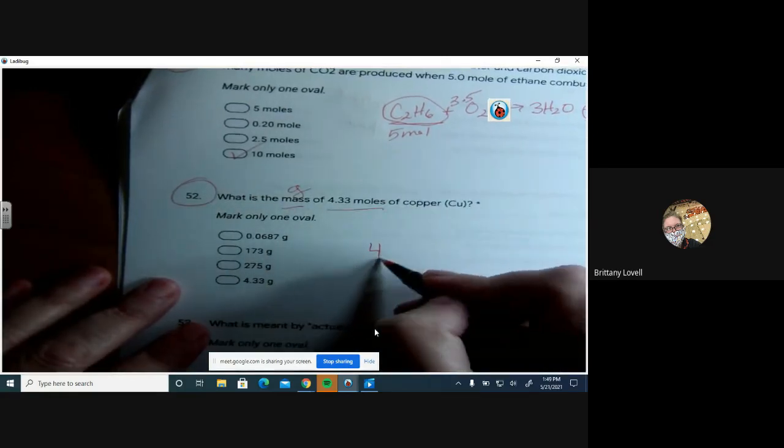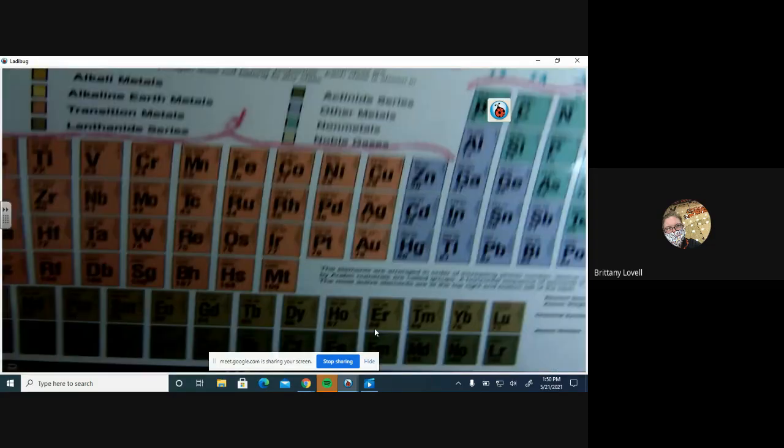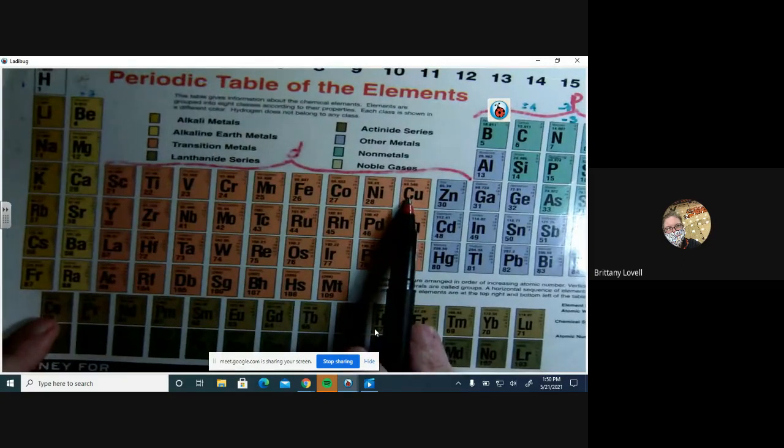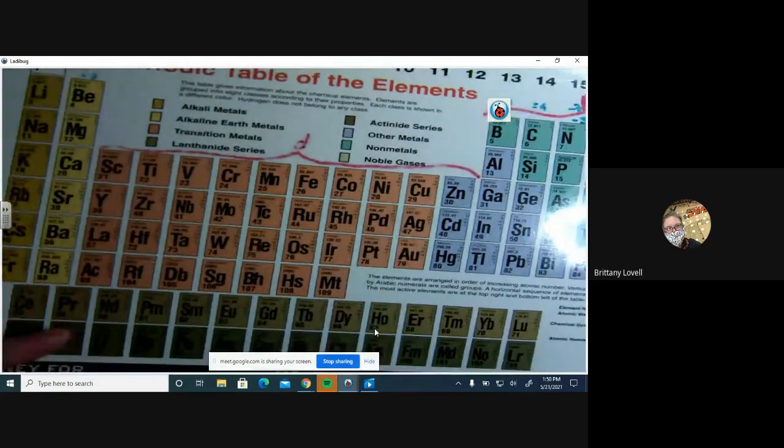52, what's the mass? We're going to be looking for mass in grams of 4.33 moles of copper. If I've got 4.33 moles of copper, and I'm trying to convert this to mass in grams, I need to know how much does 1 mole of copper weigh? If you look that up on the periodic table, the molar mass of copper is 63.546. I'm going to just cut it off after that first decimal place.